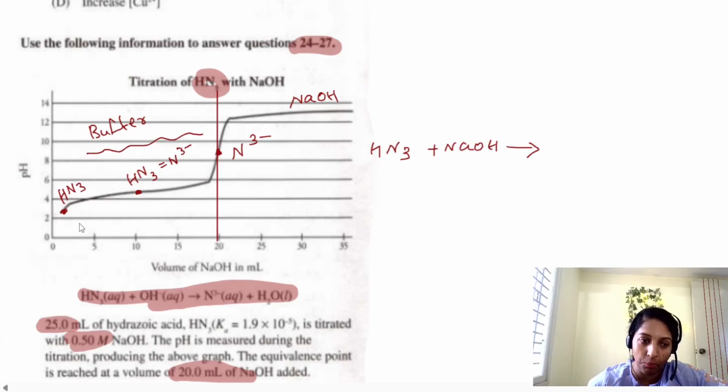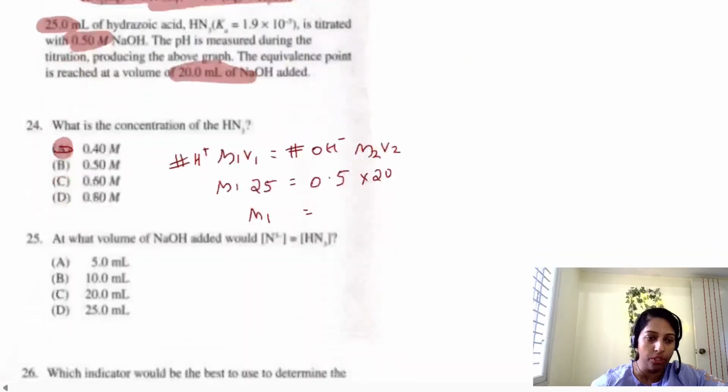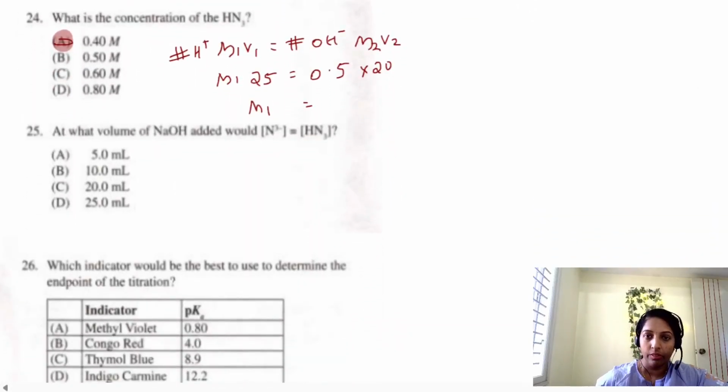Before the halfway point, you can say HN3 is higher in concentration than N3 minus. Some questions will be like that. Okay. After the halfway point, N3 minus will be higher than HN3. Okay. So this is simply the halfway point, 10 ml. Okay. So that's the answer.